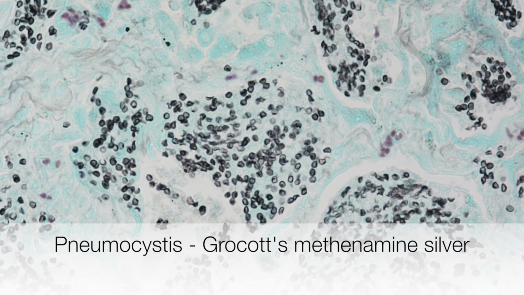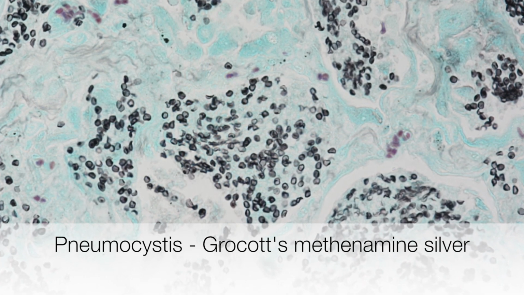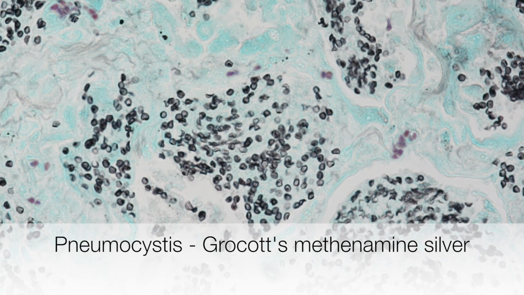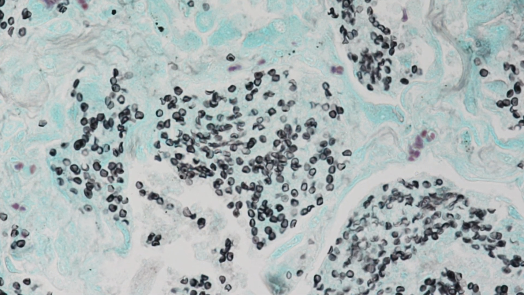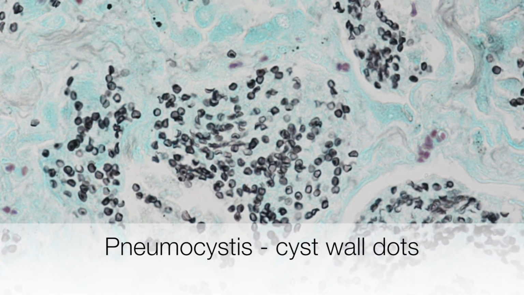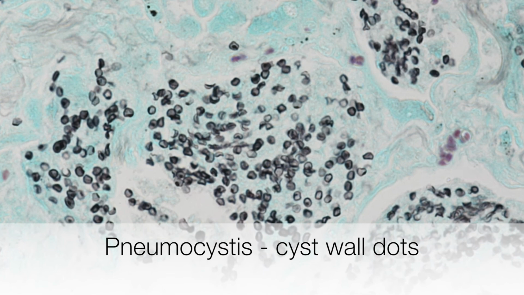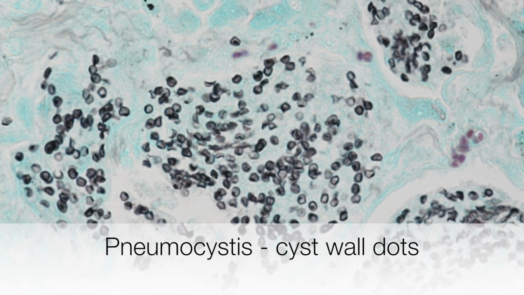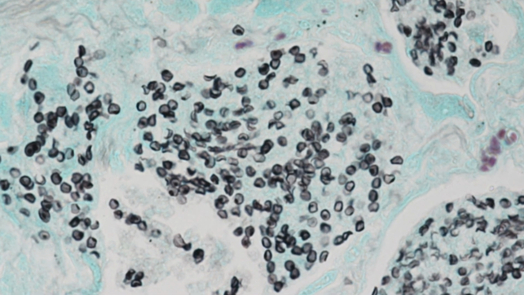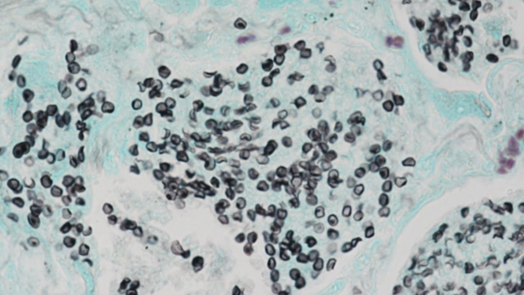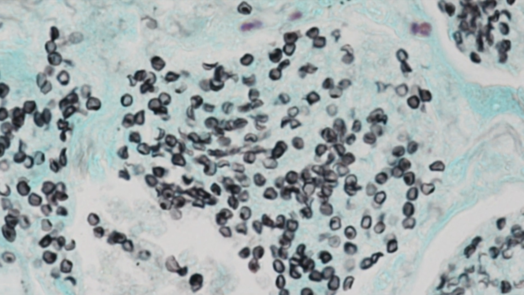On high power we can see the structure of the Pneumocystis cysts. There is a black rim around the cysts, and in many of them you can see the dot where the point of thickening is, and this is a very useful diagnostic feature for identifying Pneumocystis cysts. Alternative techniques for identifying Pneumocystis on these sections include monoclonal antibody stains and PCR.